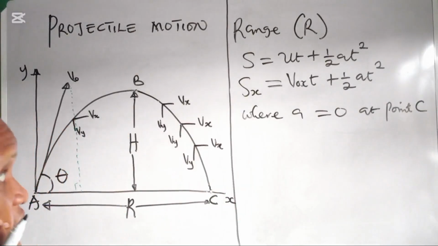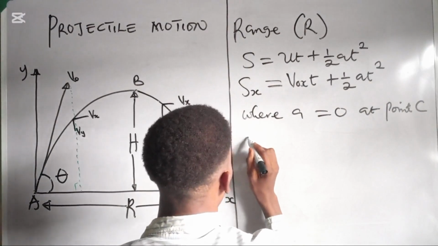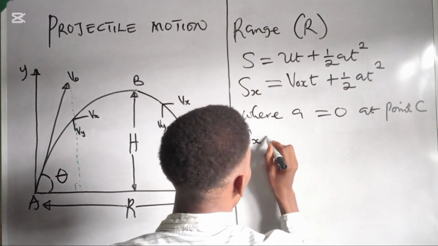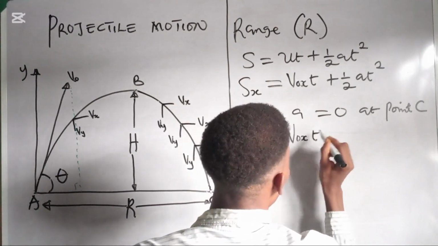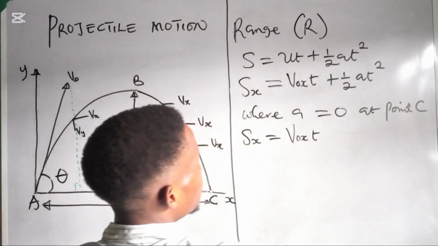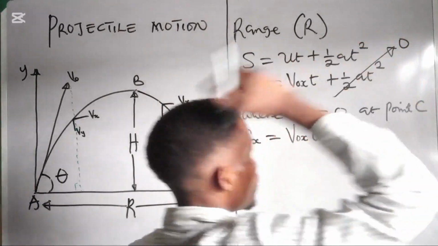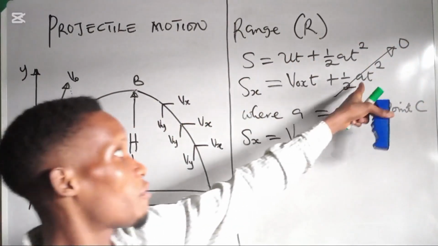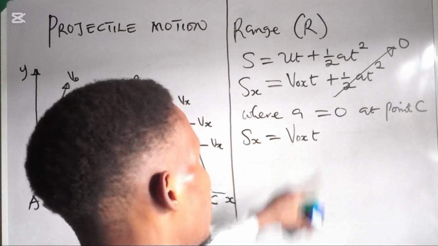Okay. If that is the case now, we can change this to be this. We will have another equation which will look like Sx equals V naught x, then t. If the acceleration is 0, it means everything here is going to be 0, so it will remain this equation.